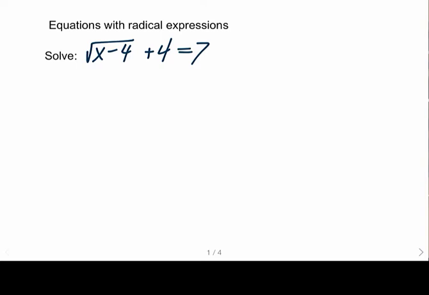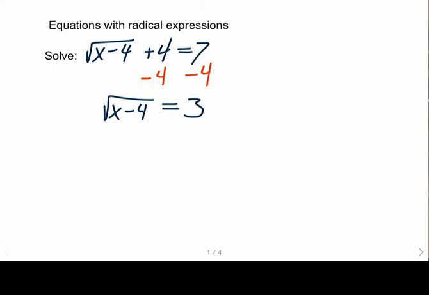First pitfall I want to alert you to. Folks disrespect the radical. They see the negative 4 under the radical and the plus 4 outside of the radical, and they somehow think that they can combine those two. But that's not the case, so don't do that. What I'd rather do is isolate the square root. And I'm going to do so by subtracting 4 from both sides to give me the square root of x minus 4 is equal to 3.